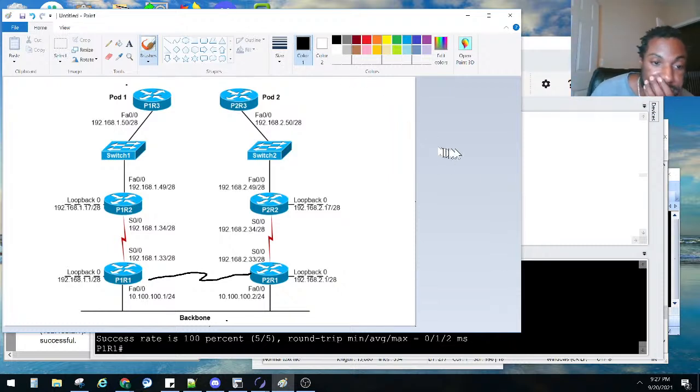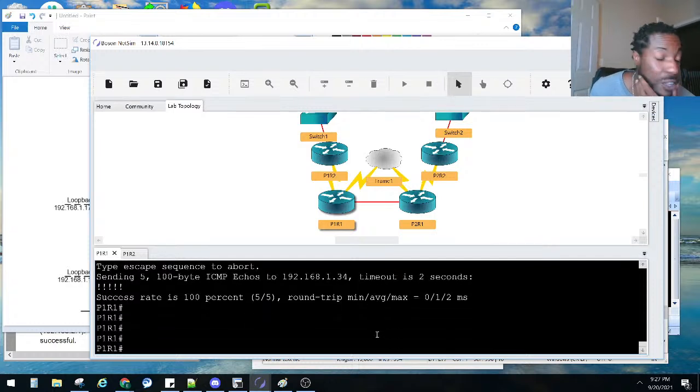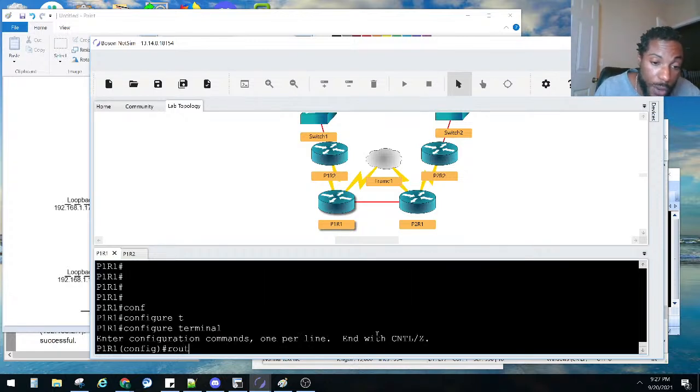So to enable BGP, it's really similar to the other routing protocols that we've done on this channel, right? EIGRP and OSPF. You just go to global config mode and then router and then the routing protocol, and then in this case the AS number, or autonomous system number, right?